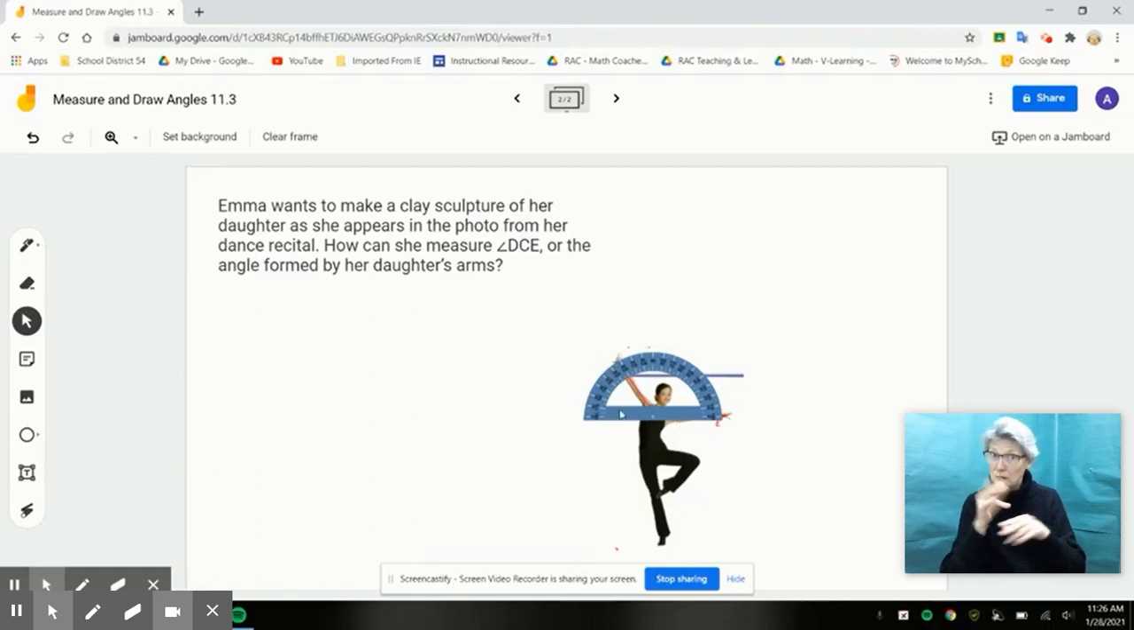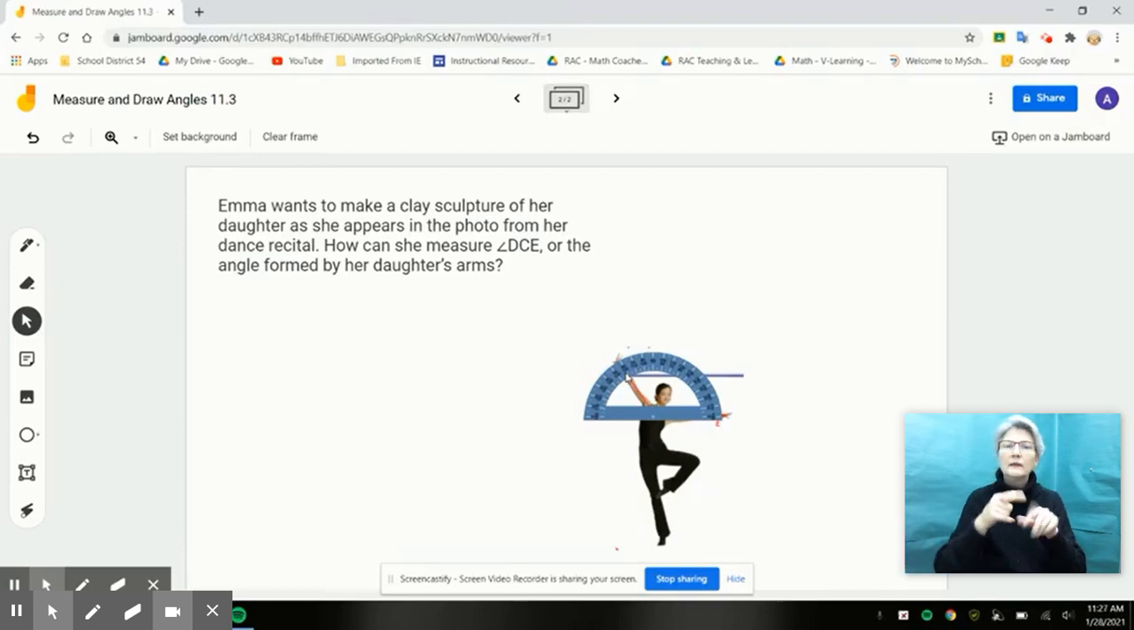If I needed to, I could use a ruler or even my protractor on that straight edge to extend my ray if I needed my lines to be longer. That's a good strategy to use. So the measure of angle DCE is 120 degrees.